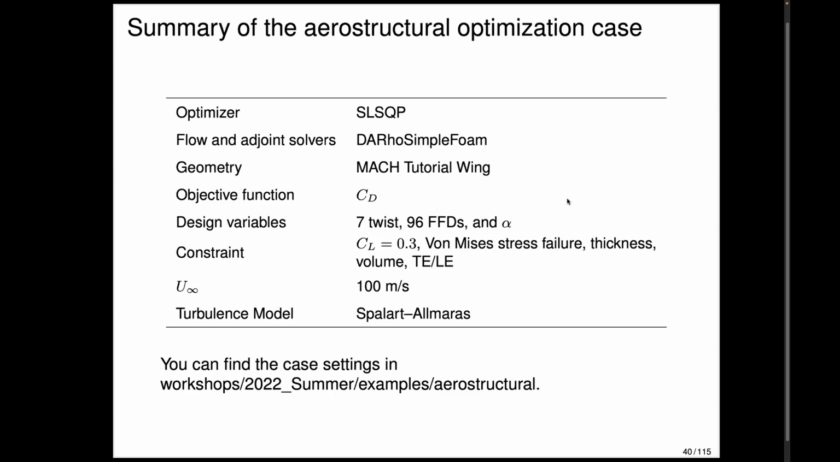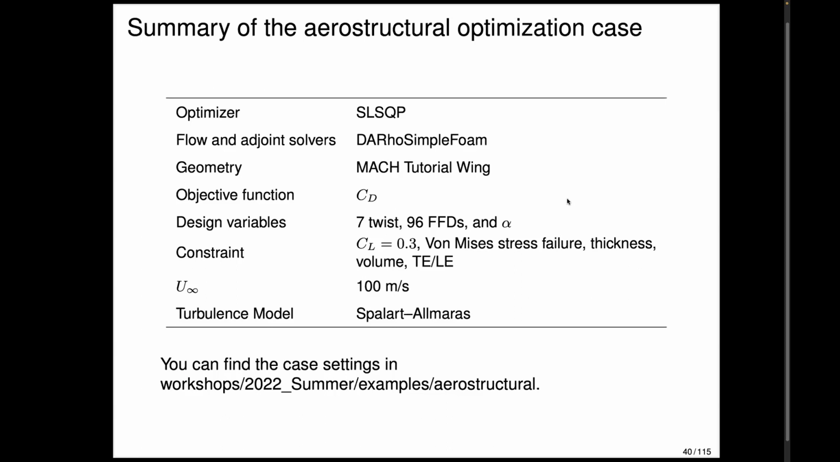The problem is using DARhoSimpleFoam to optimize this geometry called the mock tutorial wing. The objective function is the coefficient of drag. We have 7 twist design variables based on that FFD box, 96 shape design variables, and angle of attack. The constraints will be a coefficient of lift of 0.3. We'll make sure that the wing box doesn't fail by computing the von Mises stress failure condition. And then we'll also have some thickness, volume, and trailing edge and leading edge constraints.